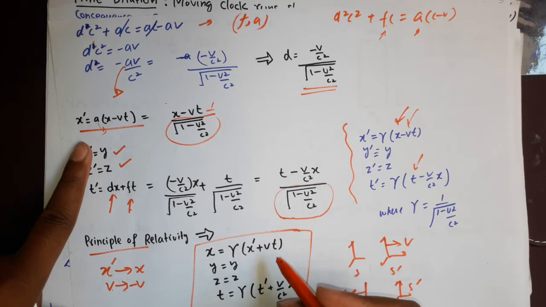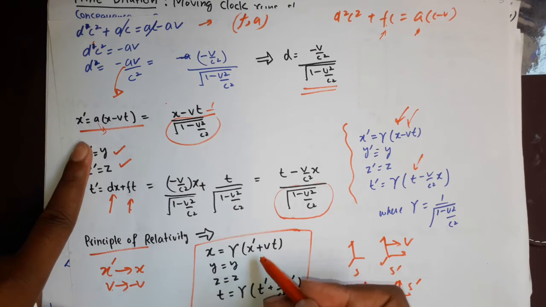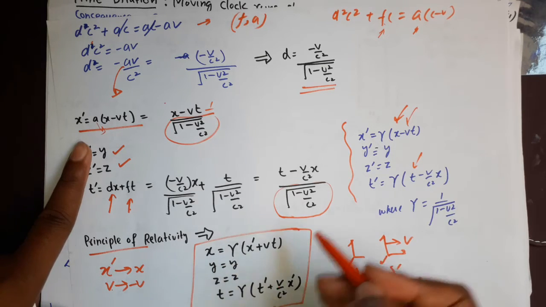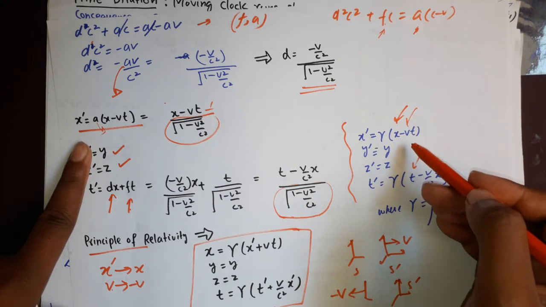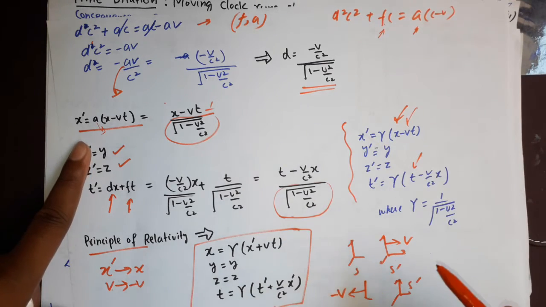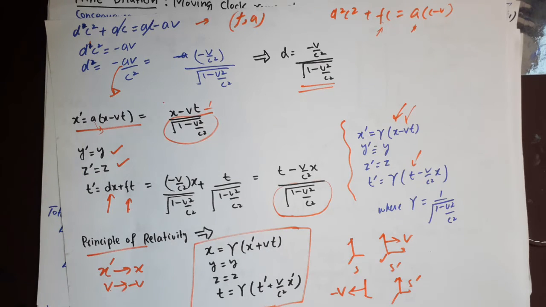So if you know the values in the frame which is in motion, you can shift into the rest frame, or if you know the values in the rest frame, you can shift your values to the frame which is in motion. So that was all for this video.